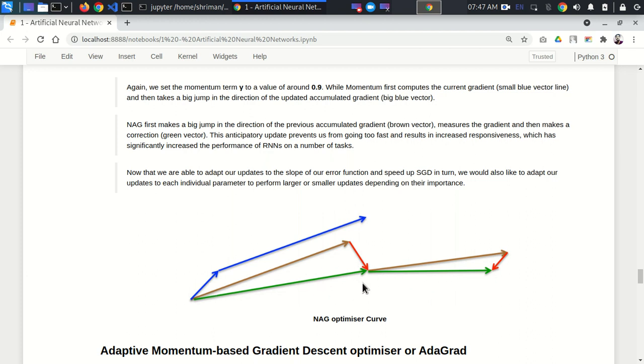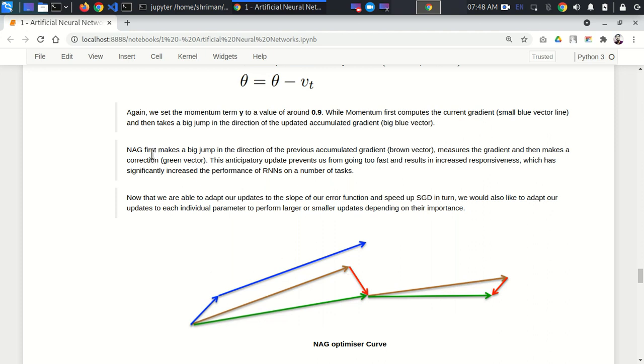So again, in terms of theory, there are lots of things that are not possible here in the class, but just try to think about the simple concepts of what is going on inside this NAG optimizer. So NAG first makes a big jump in the direction of the previous accumulated gradient, the brown vector. So in the very beginning, it will try to make big jumps, right? Big learning rates. It measures the gradient and then makes a correction, the green vector. Good. This anticipatory update prevents us from going too fast.